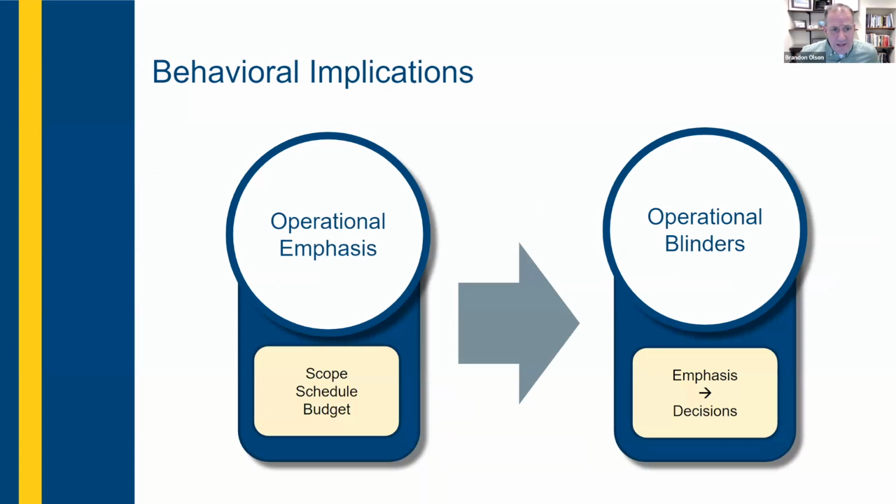So with this operational emphasis of project success, or project metrics of scope, schedule, budget, that's really producing some type of operational blinders, where it really focuses our emphasis on schedule and cost, reducing schedule, reducing costs, and that's affecting our decisions on the project. For example, using the different railroad spikes. So those operational blinders, because we're focused on the operational success of scope, schedule, budget, are going to influence our decisions to focus on the way we're being measured. So that operational emphasis really produces operational blinders.